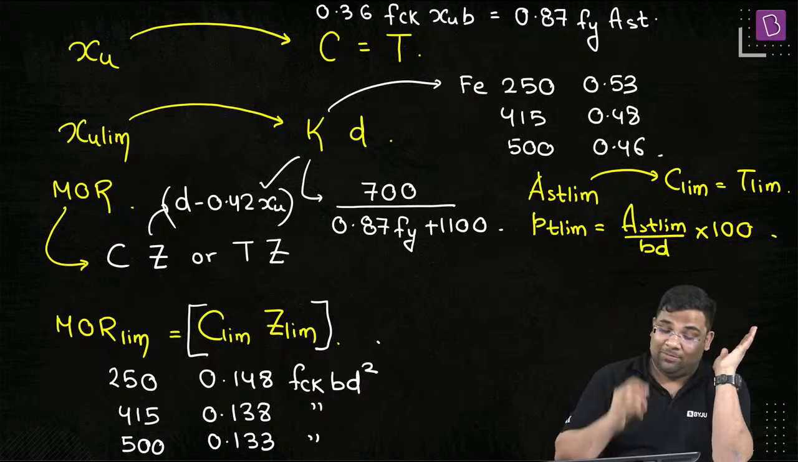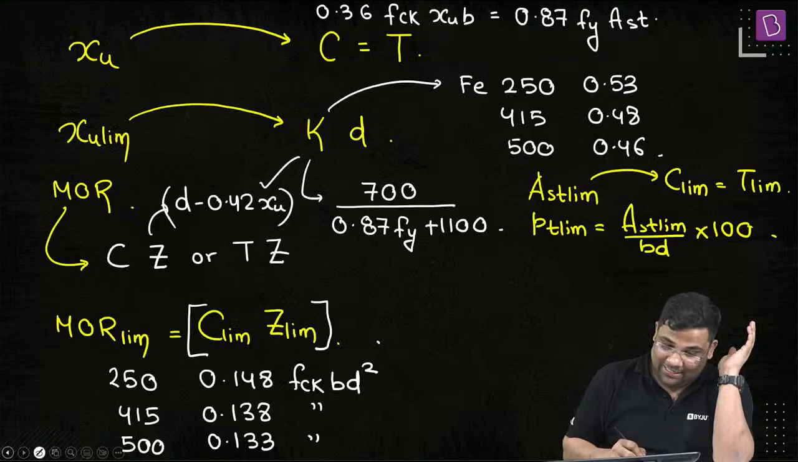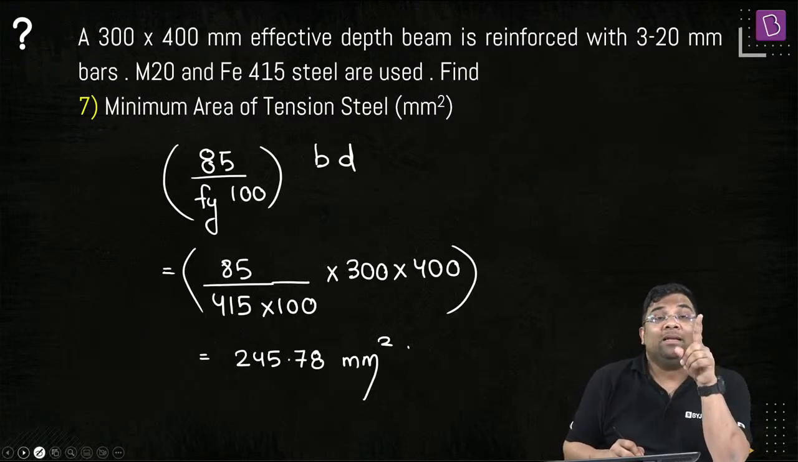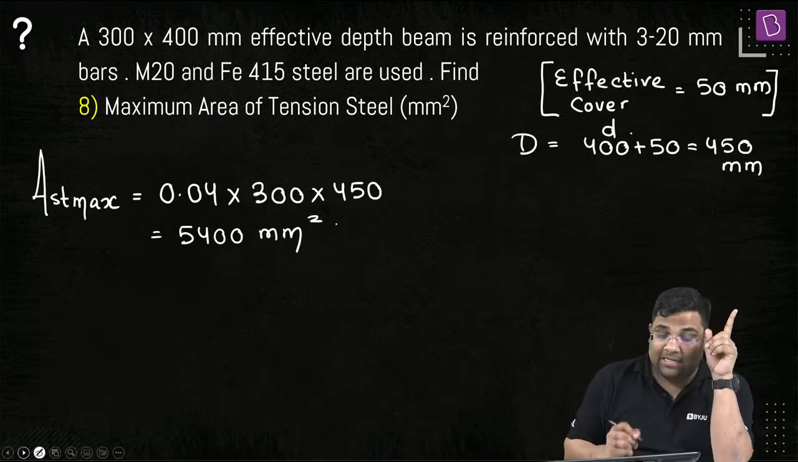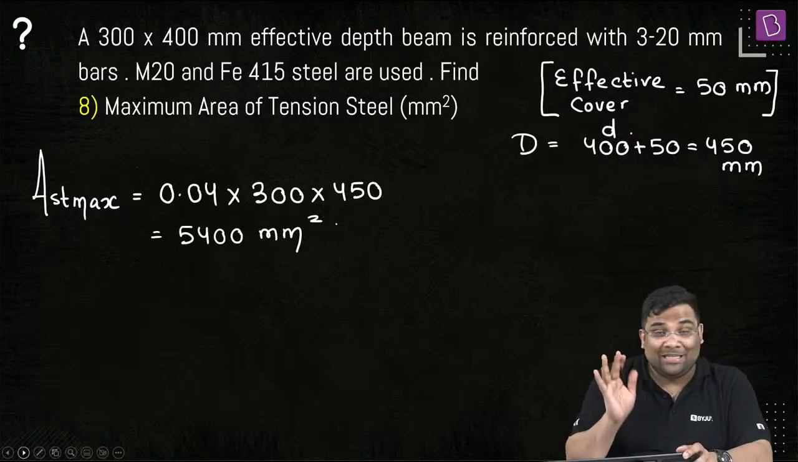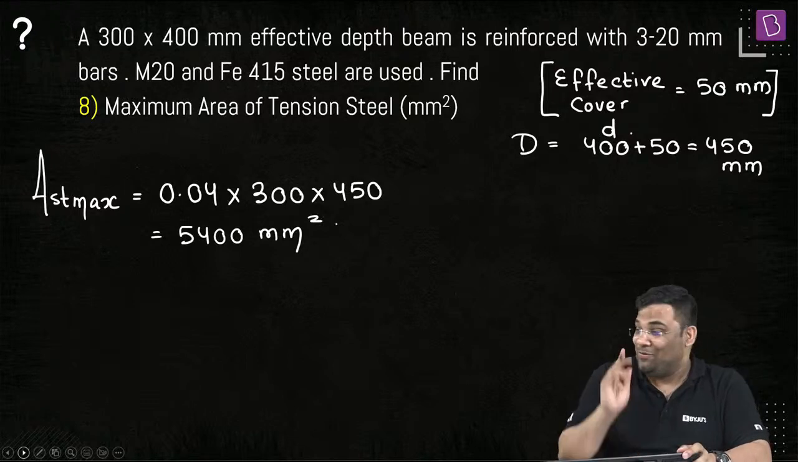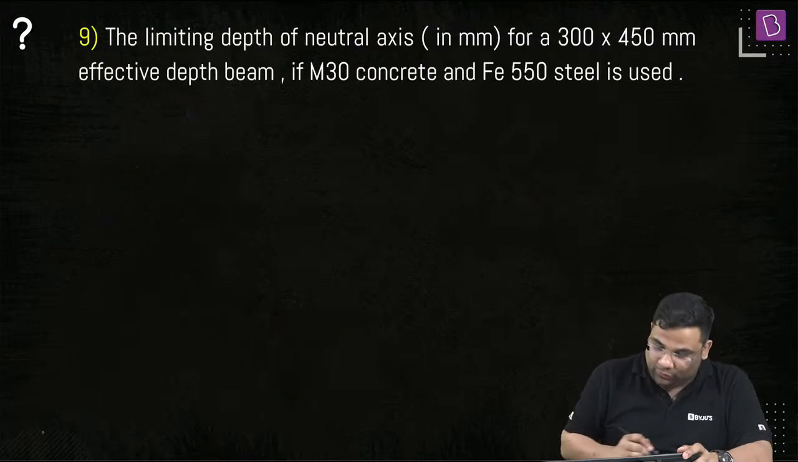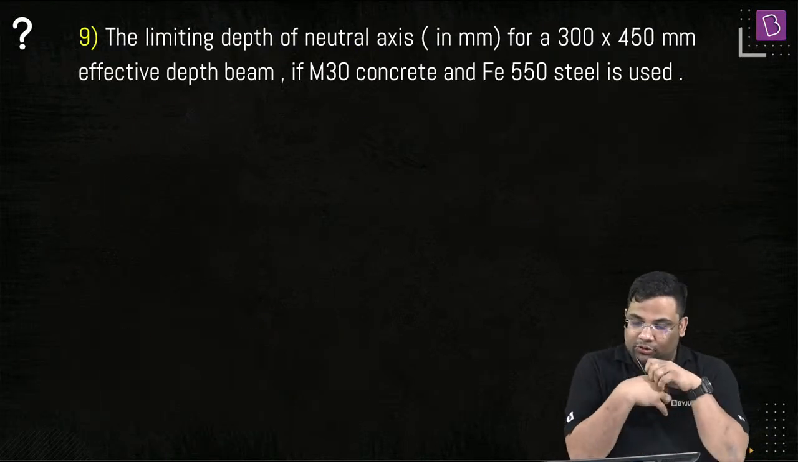And then the maximum and minimum area we saw, right? In minimum area, we take the effective area, and in maximum area, we take the gross area. Yes? So see, so many things we revised in a single lecture in 1 hour. Next thing is, solve this question now.